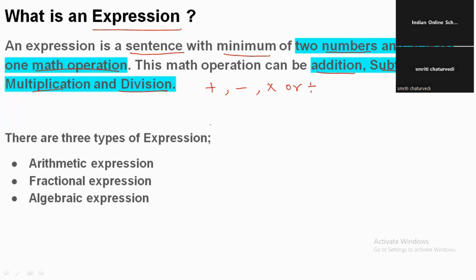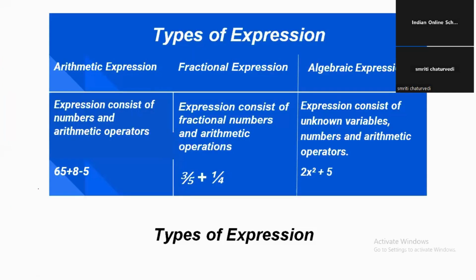Since we are learning about expression, it has three types: arithmetic expression, fractional expression, and algebraic expression. So let's learn about these. What is an arithmetic expression? An arithmetic expression is simply an expression in which at least two numbers should be there and one arithmetic operator. It can be addition, subtraction, multiplication, or division.